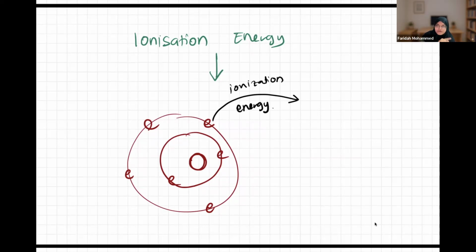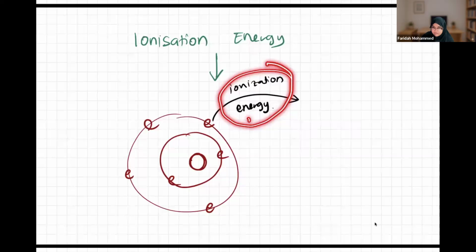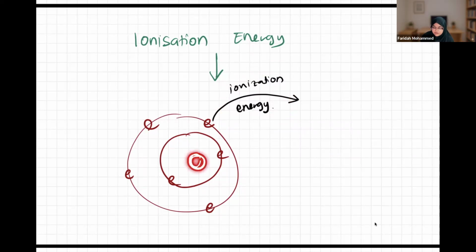Okay? Whenever you're trying to pull away an electron from an atom, you're going to need energy. That energy is known as ionization energy. So think about this. If this is the nucleus, and the nucleus already has a strong Coulombic attraction, that means the electrons in the atom are held by strong attraction.